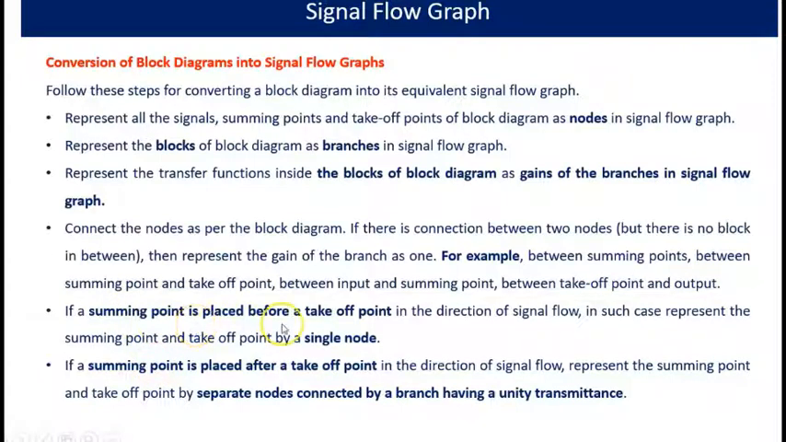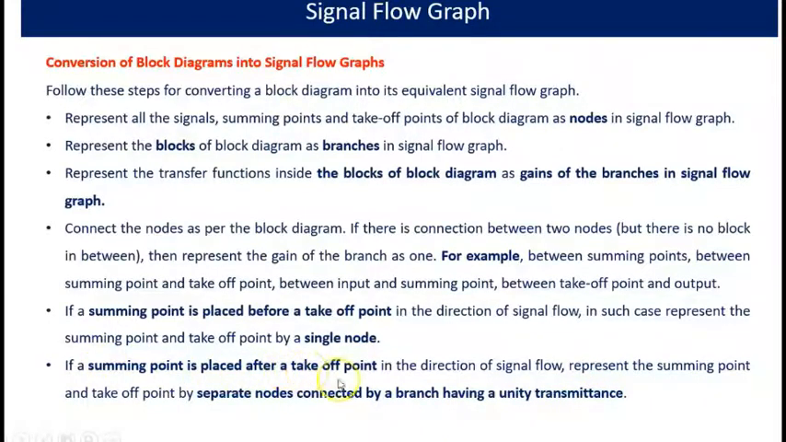If a summing point is placed before a takeoff point in the direction of signal flow, in such a case, represent the summing point and takeoff point by a single node. No problem. If the summing point is placed before the takeoff point, we can represent them by a single node. But if a summing point is placed after a takeoff point in the direction of signal flow, represent the summing point and takeoff point by separate nodes connected by a branch having unity transmittance.